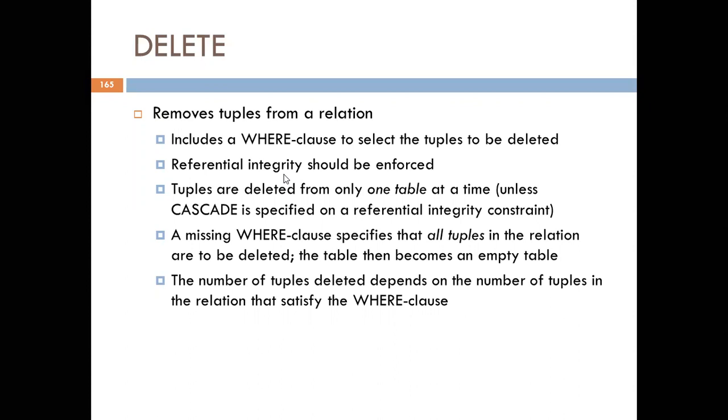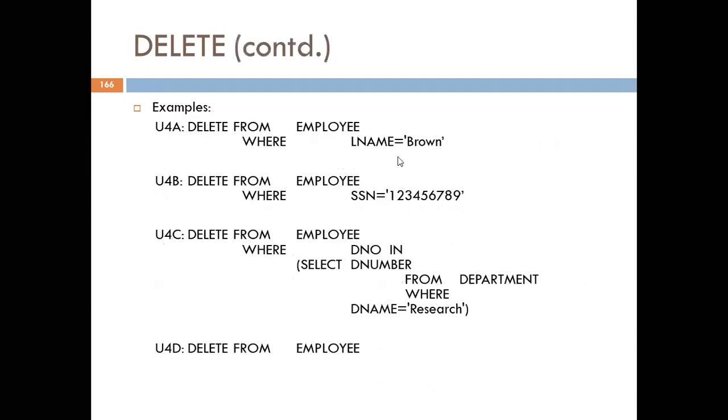The number of tuples deleted depends on the number of tuples in the relation that satisfy the where condition. Just like the select command, the delete command will select all the rows and then delete all of them. The only difference is, in the select command the rows will be displayed to us. In the delete command, instead of displaying, the rows will be deleted. An example of this is delete from employee where employee last name is Brown. If we have 10 employees with the last name Brown, then all the 10 employees will be deleted.